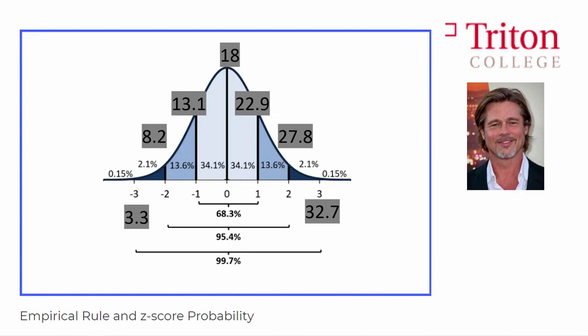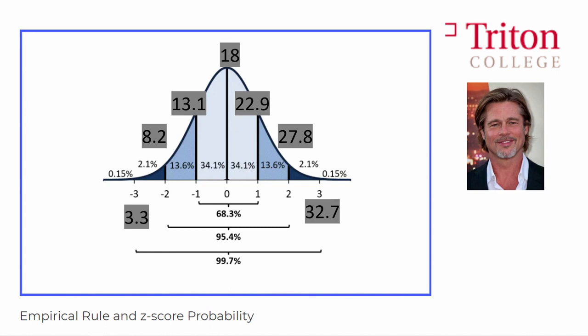So basically, in English, if we have a value between 8.2 minutes and 27.8 minutes, 95.4% of our values will fall in that range. We also have the empirical rule telling us that if we look at 3 deviations from our mean, only 2.1% of our values are going to be between 2 and 3 standard deviations above the mean. And looking to the left, 2.1% is between 2 and 3 standard deviations below our mean.